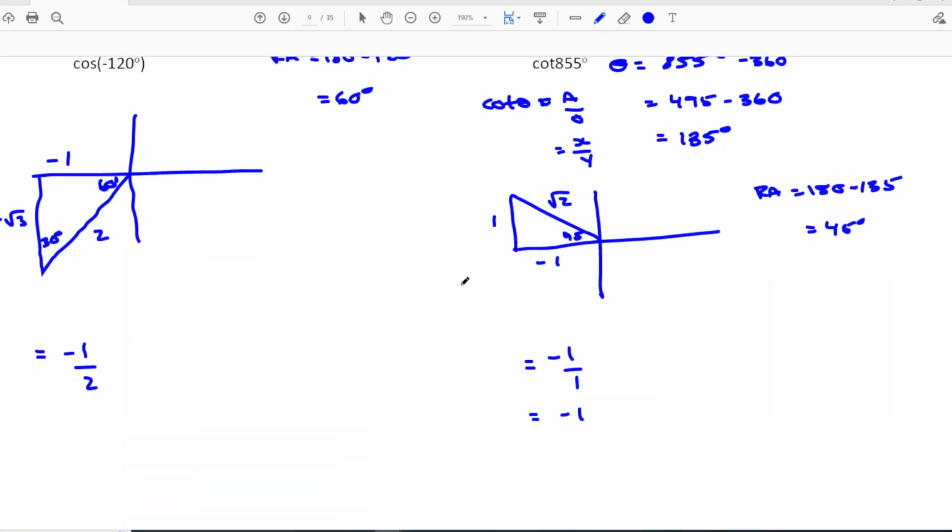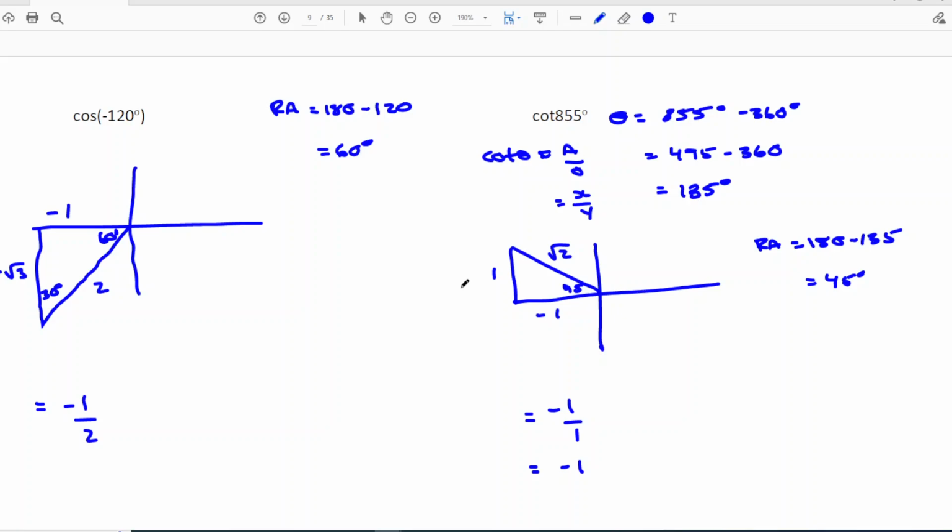Awesome. So now what I want you to be able to do is go and practice the questions that are just on these special angles.